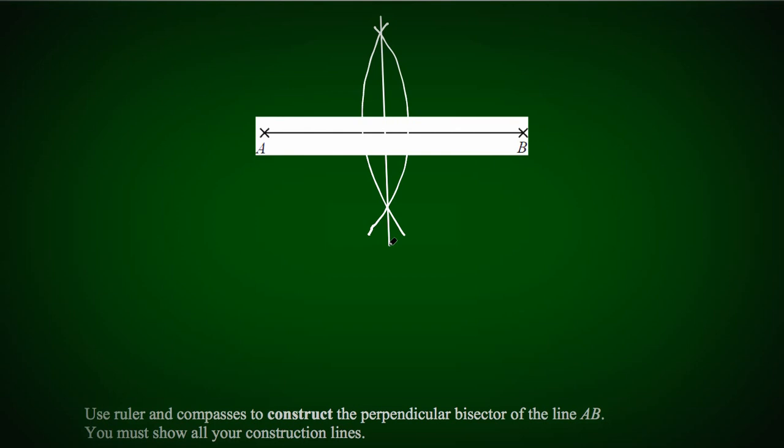If that was done accurately, it would give a line that was perpendicular to the line AB. So with a right angle in here, which is what you're looking for. Showing all construction lines, make sure you leave both arcs visible and both crossing points visible.